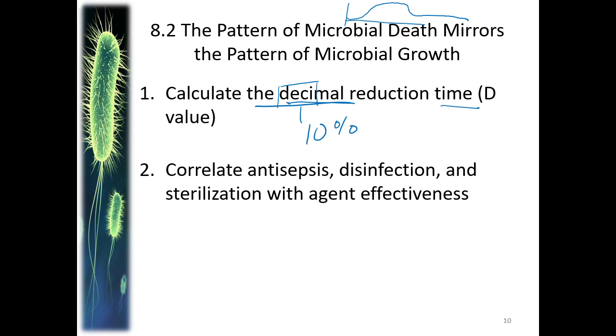So again, when we look at these, the agent effectiveness is often tied to what it actually does. Sterilizing agents tend to be the most effective because they get rid of absolutely everything. Antiseptic agents tend to be less effective because they're safe for use on a patient.